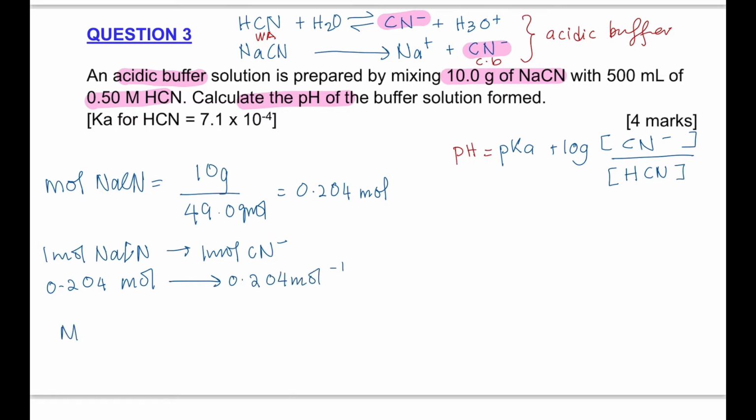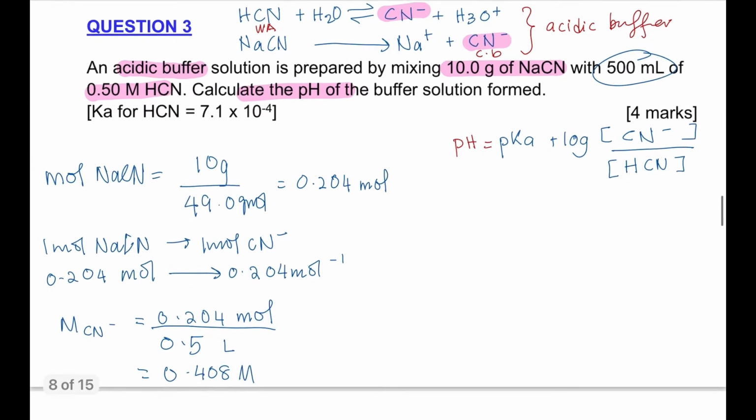So the molarity of CN minus is 0.204 mole dissolved in the aqueous solution, which is 500 ml. It is 0.5 liter. So the concentration of cyanide ion is 0.408 molar. Then we can substitute here.